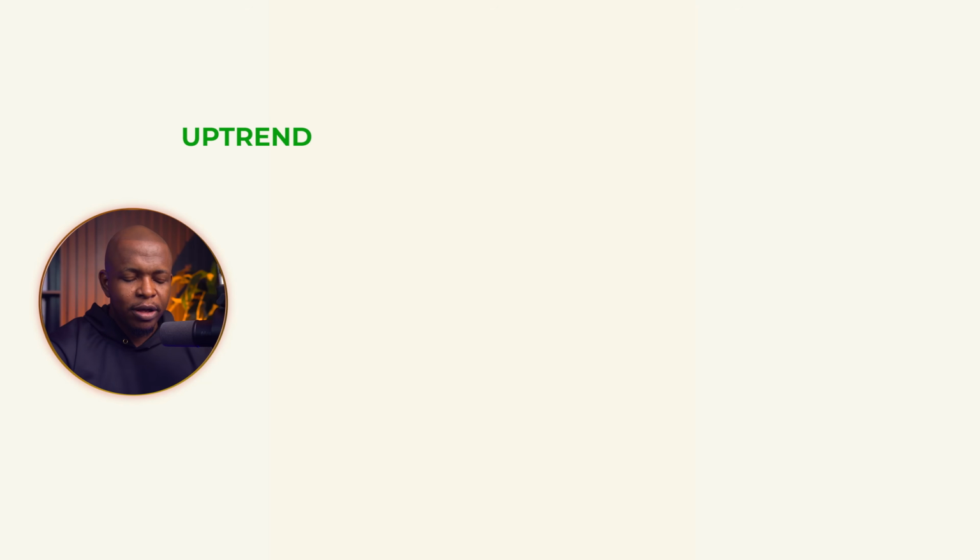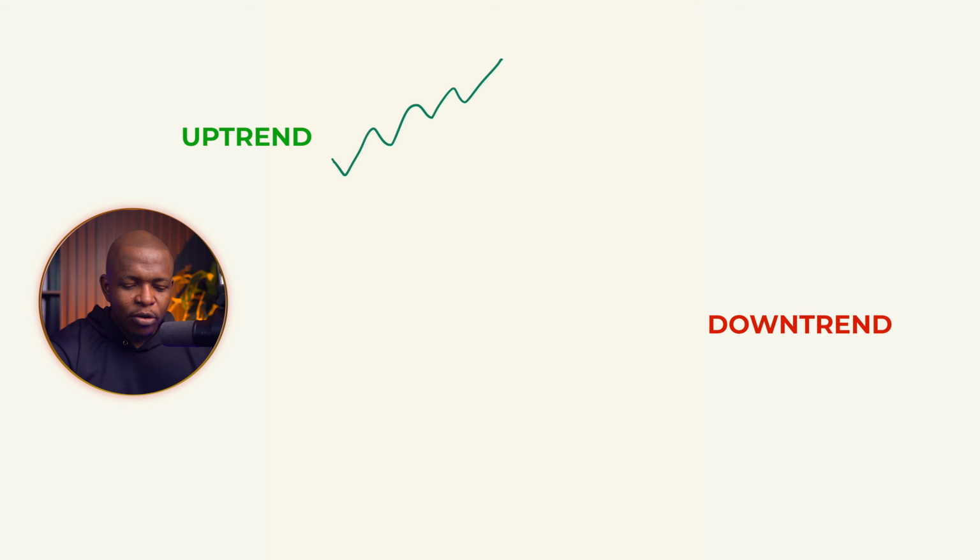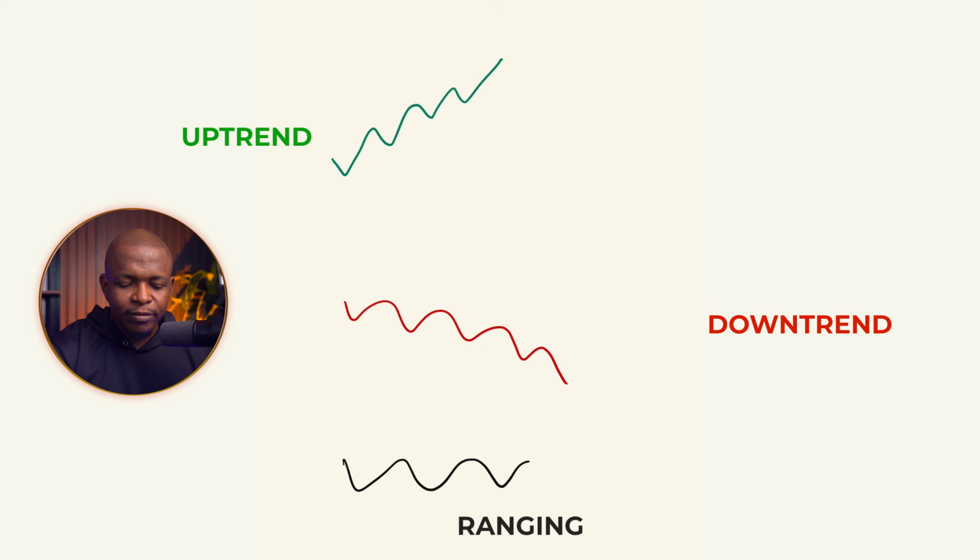There are three types of markets. One is the uptrending market, and it goes like this. The second is the downtrending market, and it goes like this. And the third is the ranging market, and it goes like this.